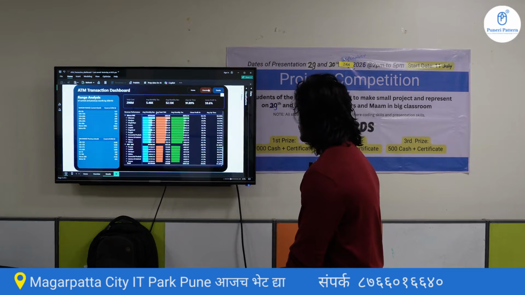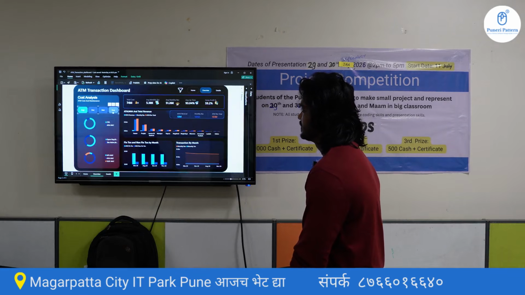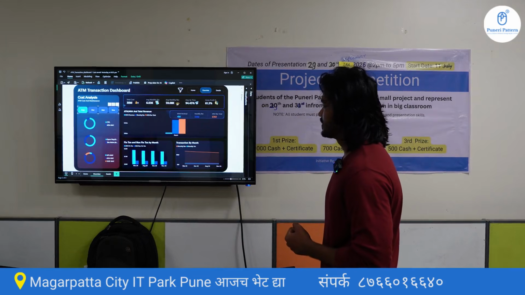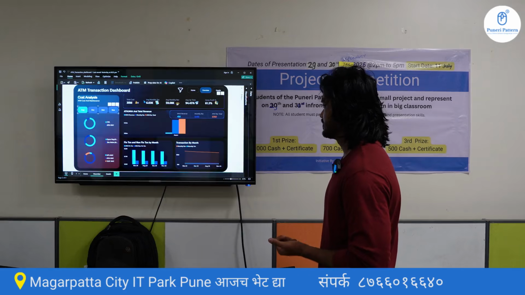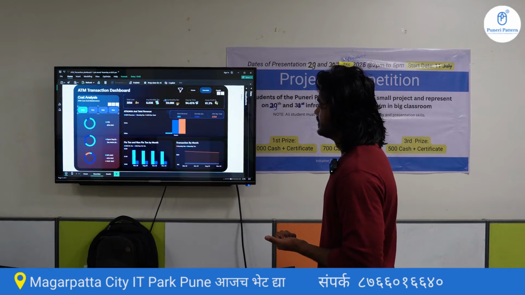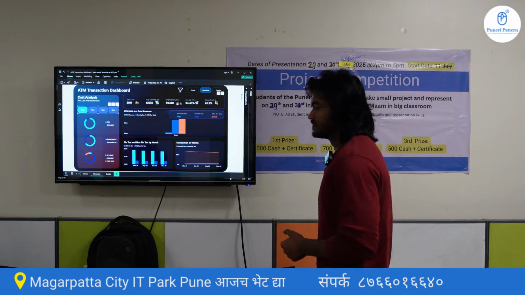So if we select August, and if we select one of the states over here, like Assam, we can see that in August in Assam the total revenue is 30 million, then average monthly transaction is around 6K, then monthly revenue, then average uptime, gross profit. So that's it.